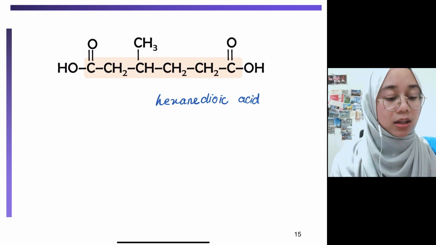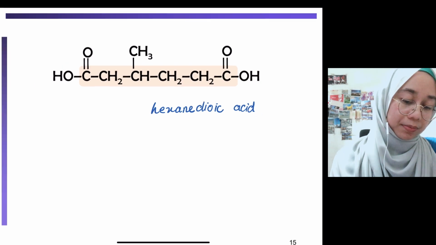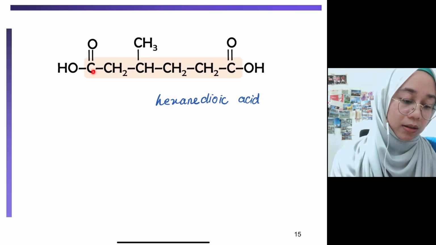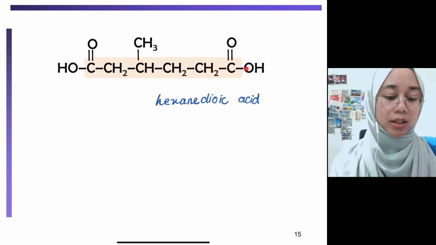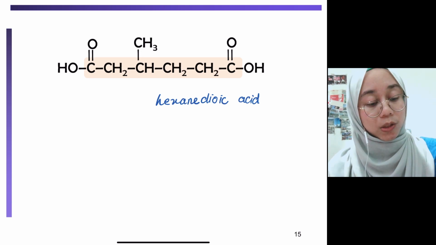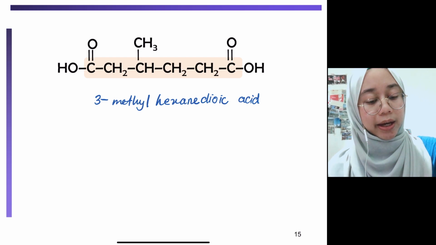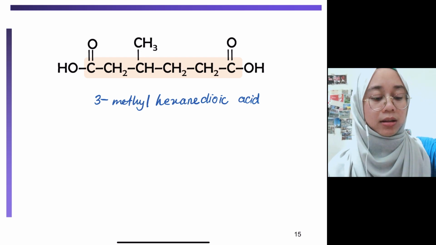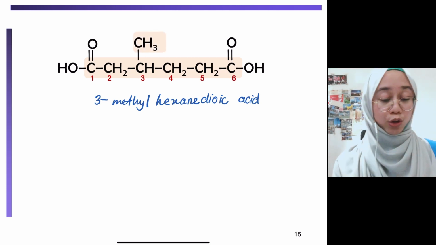So kalau kat sini, okay, so ini kalau ni carbon number 1, 2, 3 dah jumpa methyl. Kalau sini carbon number 1 kanan ni 1, 2, 3, 4 baru kamu jumpa methyl. So kena start daripada kiri lah. So 3 methyl hexane dioic acid. Okay, and then baru nak muncul nombor tu semua.